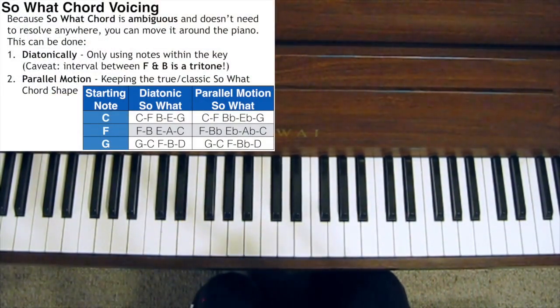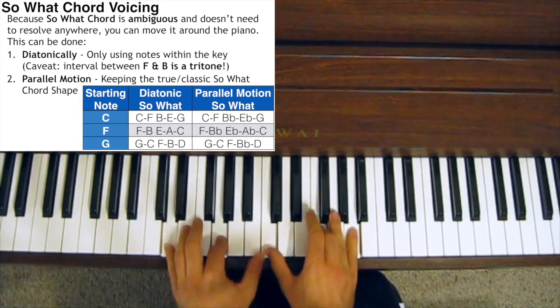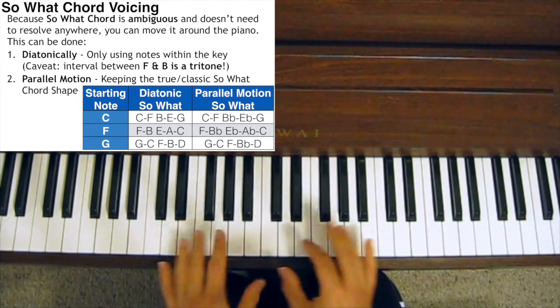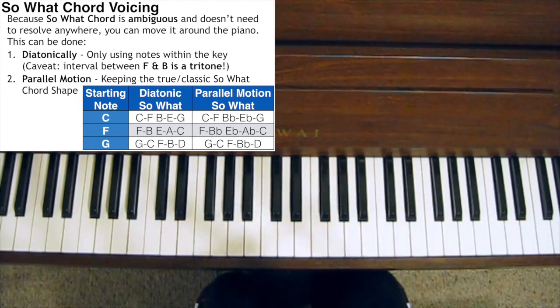Now, another cool thing you can do with So What chord voicings is that because they're a little bit ambiguous, that is, they're built up in fourths rather than thirds, they don't really want to resolve to any particular chord or move in any particular direction. That means you can take that So What chord voicing and sort of move it up and down the piano, and it'll sound quite nice and interesting.